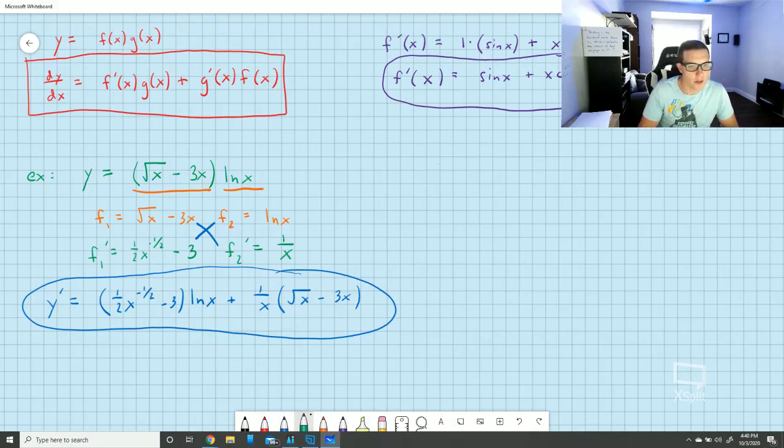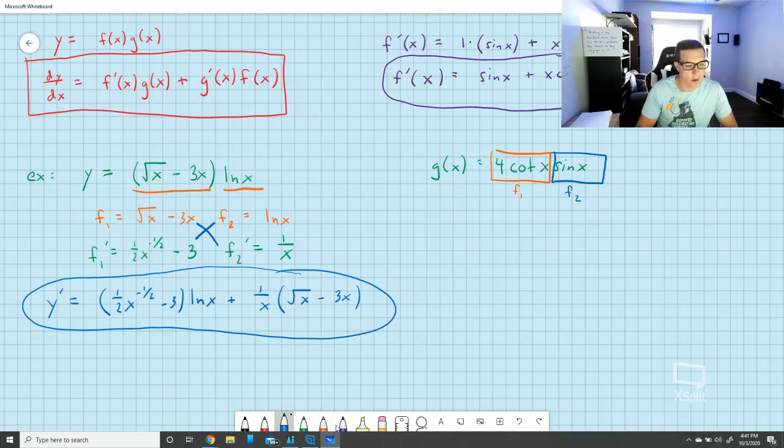This time, let's say I have this function g of x is equal to, let's do a trig one. So let's do 4 cotangent x sine x. All right, so two functions here. This one we have an actual coefficient on, but that's fine. You can still call this f1, and we can call this one f2, and we can go through and do the product rule. One function times another function, so we have to use the product rule.